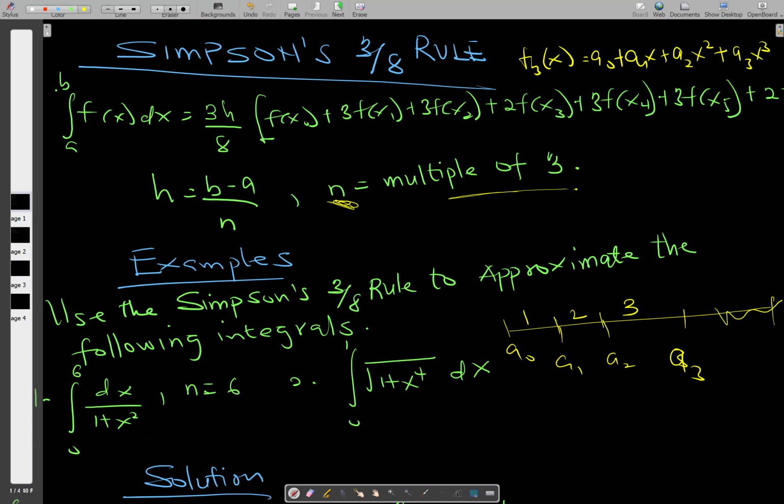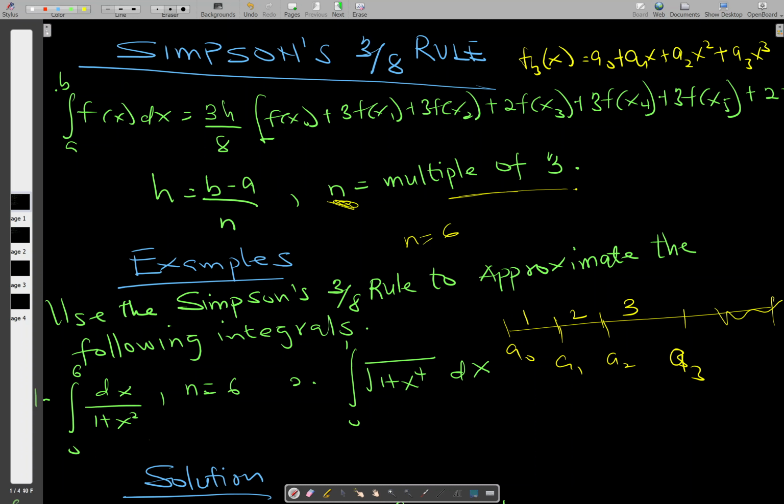And most of the times, there can be a situation whenever you are given a question, you might not be given the value of n. And when you get a question like that, the convenient value of n should be 6. Okay, you can choose any value of n, and you have to make sure that the value that you assign to n should be a multiple of 3.